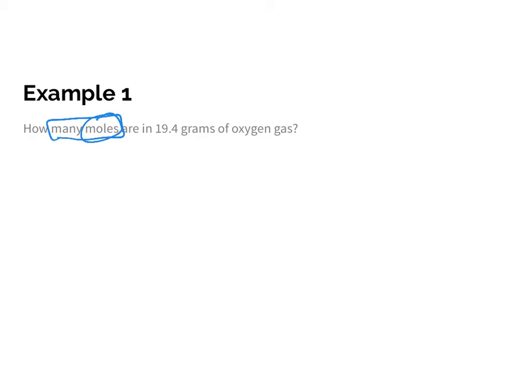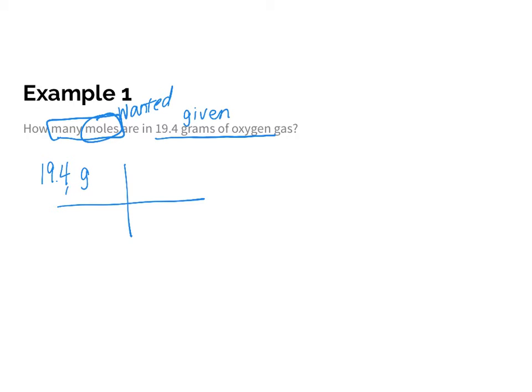Okay, so moles is going to be my wanted unit. So I want to convert to moles. They're giving me that I have 19.4 grams of oxygen here. So this is what I call my given. I'm always going to put the given in the upper left-hand corner of my dimensional analysis grid. So I would put my 19.4 grams of oxygen gas, which is O2, molecular oxygen. Remember, oxygen is one of those diatomic elements, so it's never going to really exist by itself. So 19.4 grams of O2.